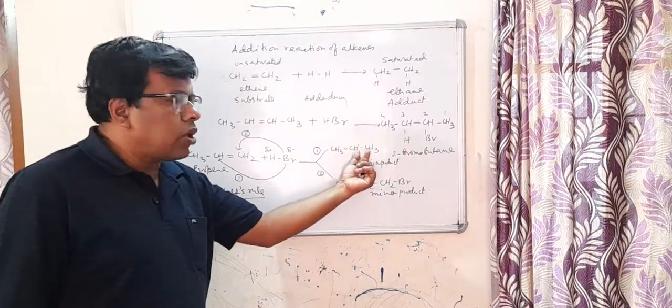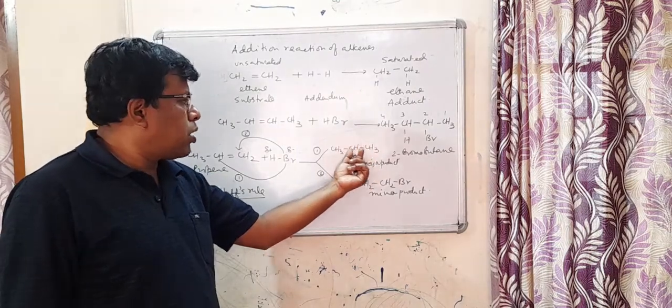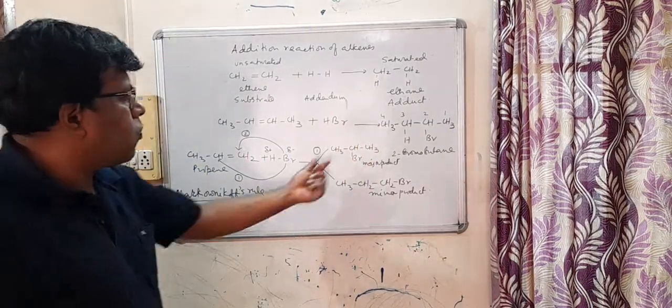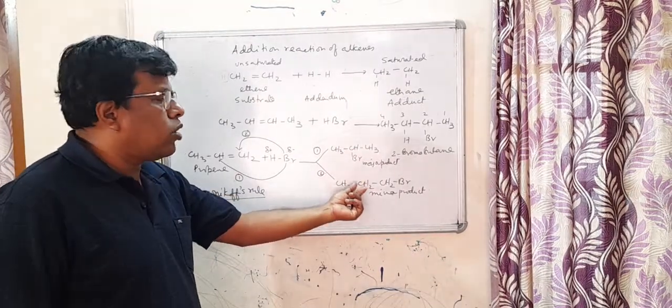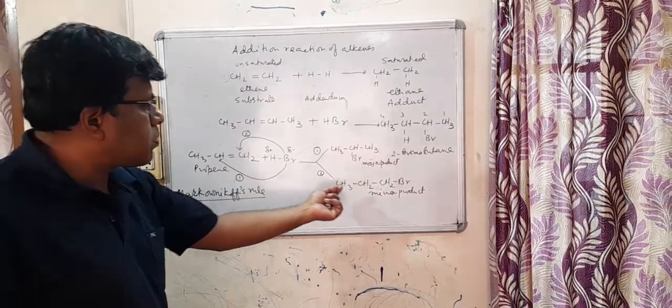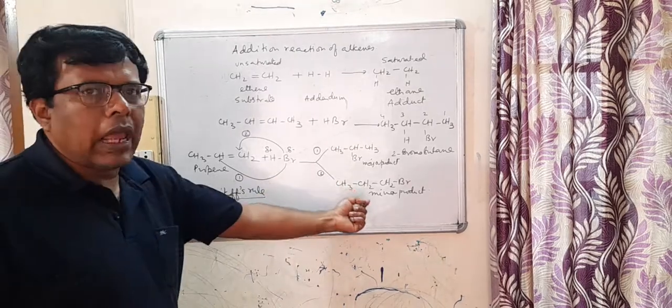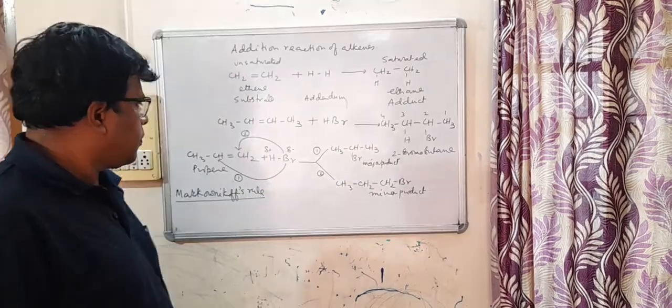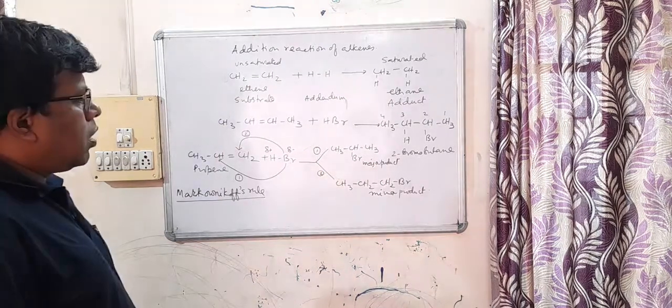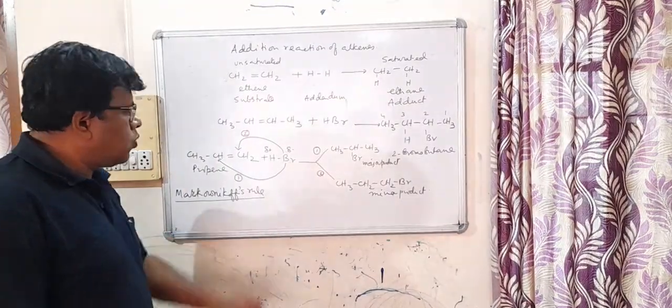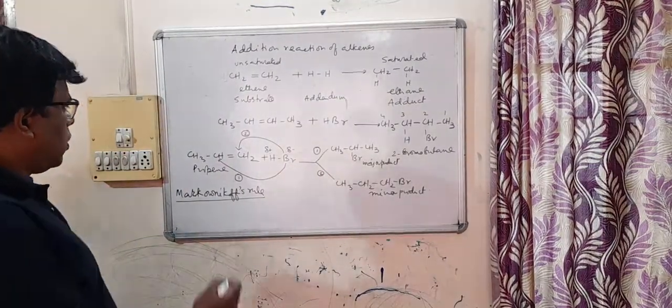This is also called Markovnikov product because it is following Markovnikov rule, and we may get a very small amount of this product. If this product is formed, it is called anti-Markovnikov product. To illustrate this rule, let me consider another example.